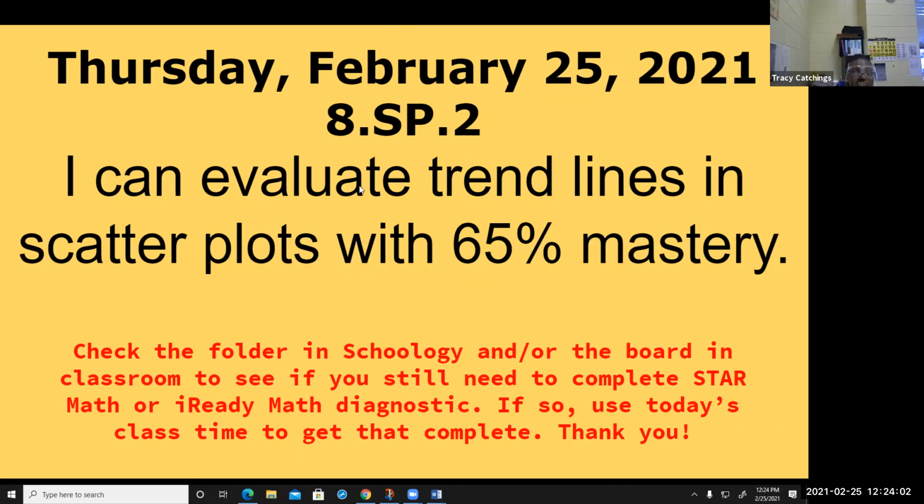So today is Thursday, ASP2. I can evaluate trend lines and scatter plots with 65% mastery. What did we learn about scatter plots yesterday? We learned what is called positive association and negative association. Good. And so today we're going to put some lines with those positive and negative associations.